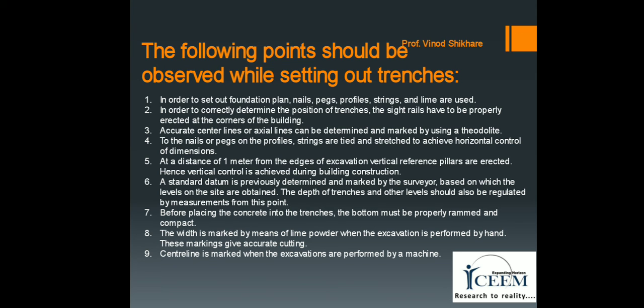Then accurate center lines or axial lines can be determined and marked by using a theodolite. Fourth point is to the nails or pegs on the profile, strings are tied and stretched to achieve horizontal control of dimensions. Next one is at a distance of 1 meter from the edges of excavation, vertical references like pillars are erected. Hence, vertical control is achieved during building construction.